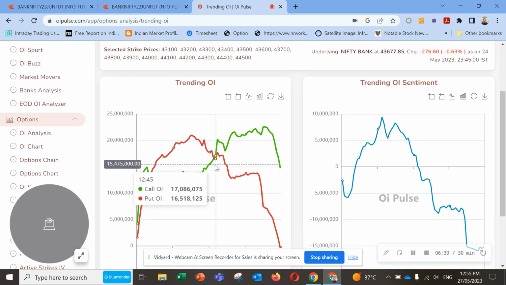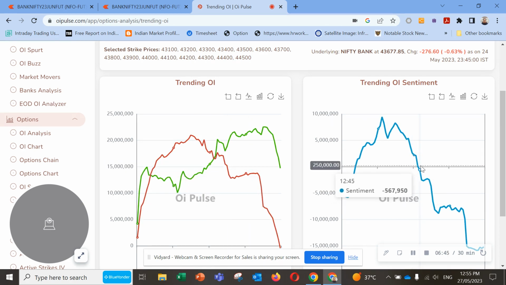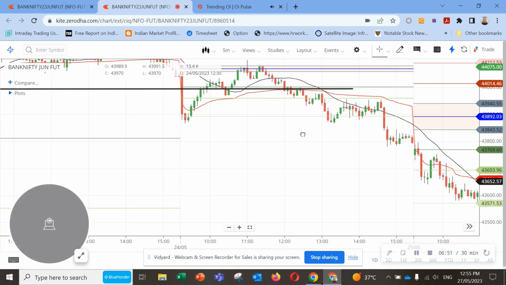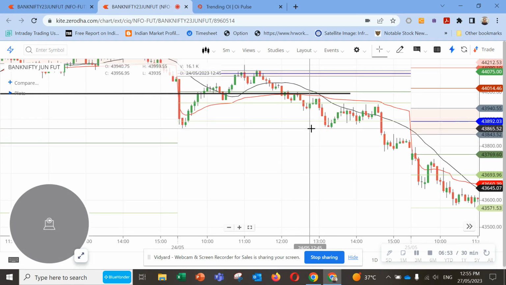So again at 12:45, the calls went up and the puts were coming down, and the sentiment also went negative at 12:45. So what happened at 12:45? Yes, see, at 12:45 the market came down. It is below my VWAP and 20 EMA, and clearly shows the trend is down.